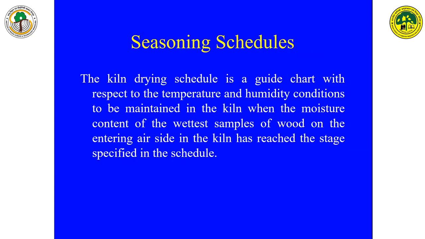Then schedules 5, 6, and 7 are very slow and take longer duration, and they are meant for refractory woods like Toona ciliata, Alseodaphne latifolia, or any wood having very poor permeability. So if I say that schedule number 1 is fastest and schedule number 7 is slowest, it means schedule number 1 is recommended for any wood having very good permeability, whereas schedule number 7 is recommended for any wood having very poor permeability.